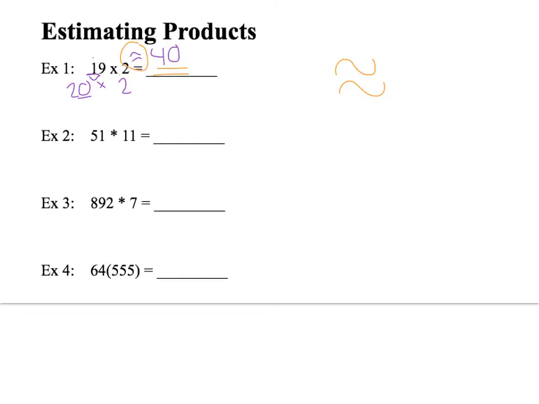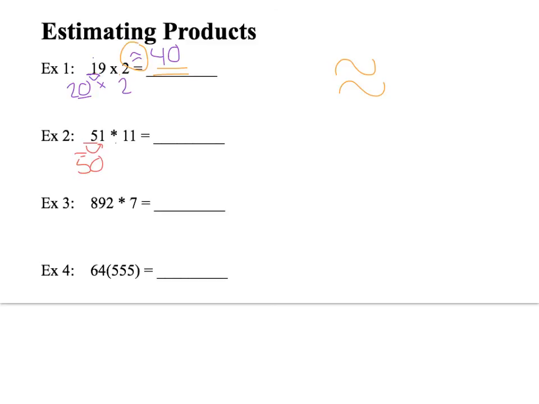Example 2. Now both of these numbers are two-digit numbers, and our goal is to have one non-zero digit in each of these and then the rest zeros. So we are going to round each number to its largest place value. So here in 51, the largest place value is the tens place. We look to the right, it is a 1. So we are not going to round 5 up, it's going to remain a 5, and 1 becomes a 0. So 51 rounded to the nearest 10 is 50.